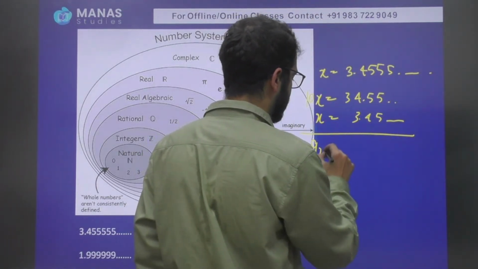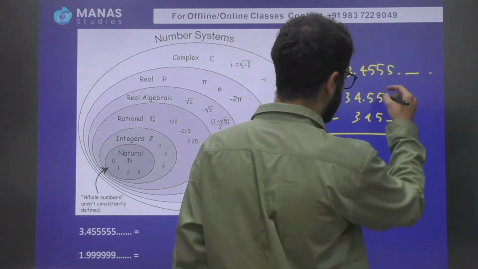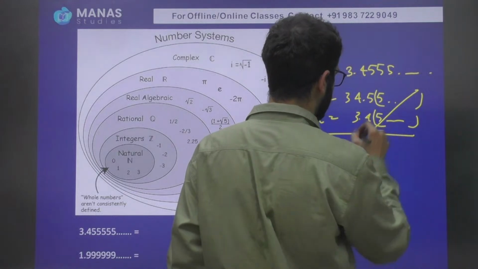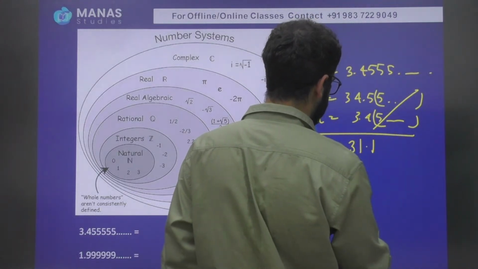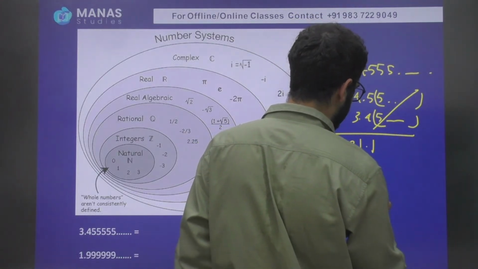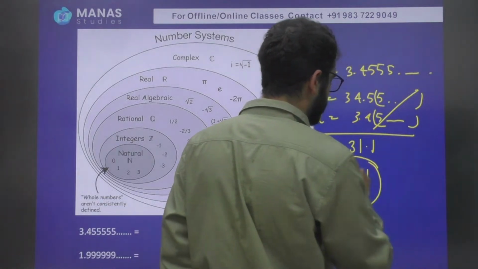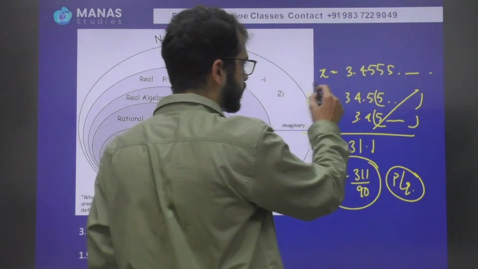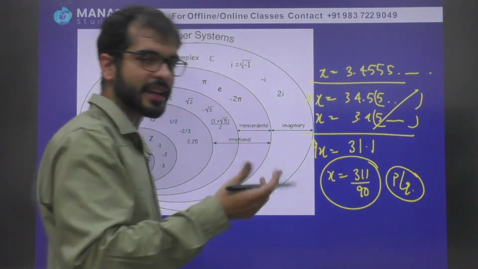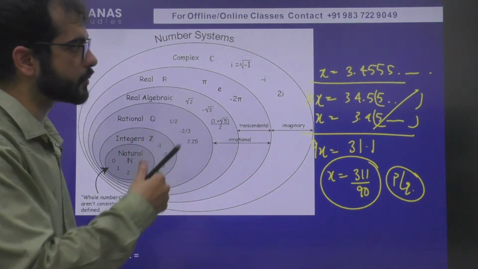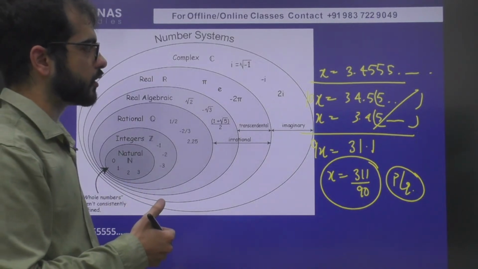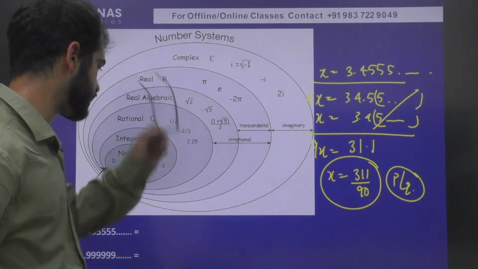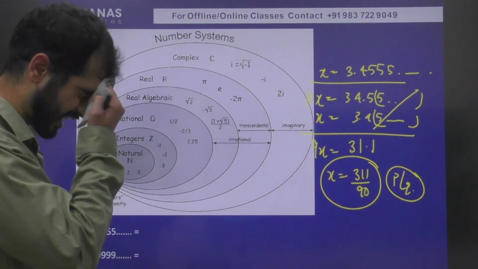On LHS, I'll get 9x. On RHS, these all will cancel each other. Over here, I'll get 0.1, and over here, I'll get 31. So I can say x is equal to 311 divided by 90. Since this number can be written in the form of p upon q, we call it a rational number, that is 3.4555. It is non-terminating but recurring because it is repeating, so it falls under the category of rational numbers.